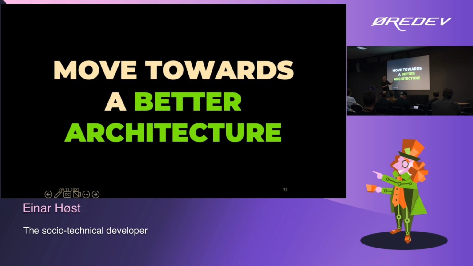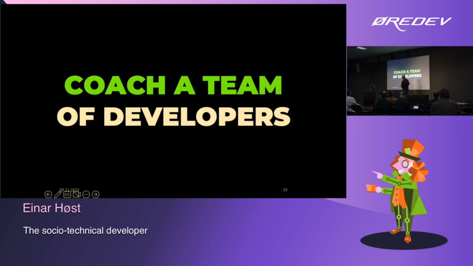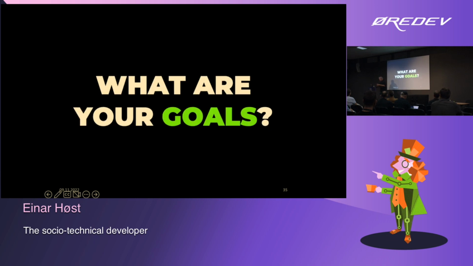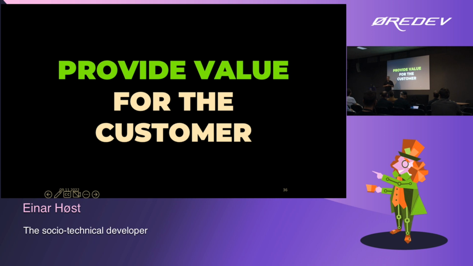Or you could have a more fluffy ambition. Maybe you're there to help the team move towards some sort of better architecture. Maybe you're there to coach a team of developers in some practices that they want to adopt, so it could be ensemble programming or something like that. Or even more fluffy, maybe you're there to help build a better team culture. It's an ambitious goal. So what are your goals? Now, if you're a consultant, the right answer to that question is, well, I'm there to provide value for the customer. And that might be true.